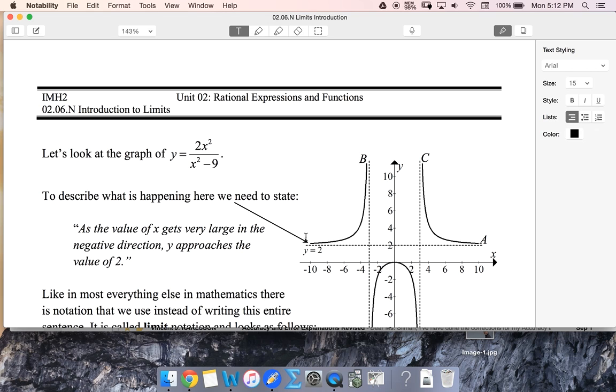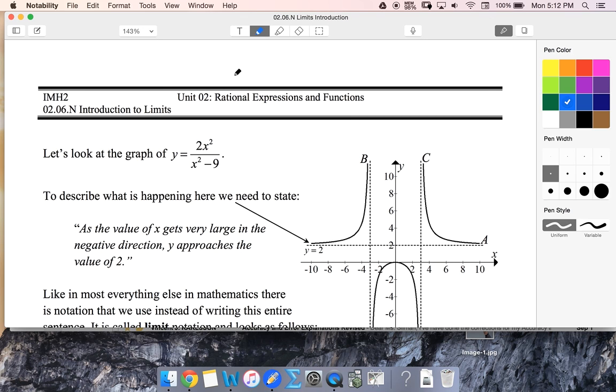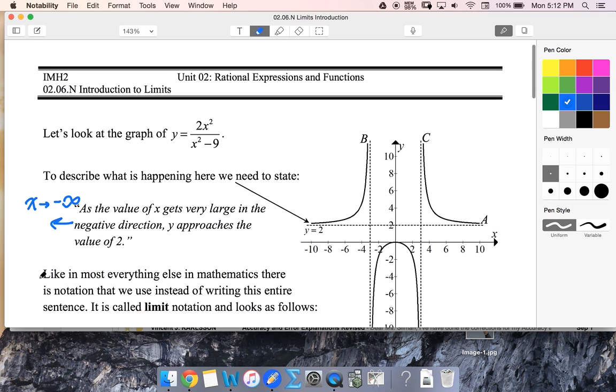So thinking over here, what's happening in the graph, we're thinking about as the value of x gets very large in the negative direction, so going towards negative infinity. So this is where we've been talking about x going towards negative infinity. Y approaches the value of 2. So our function value has been getting closer and closer to 2. So let's start looking at the official notation instead of writing out all those sentences like we've been doing.